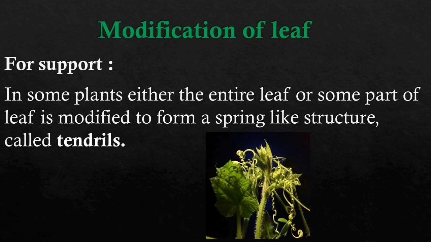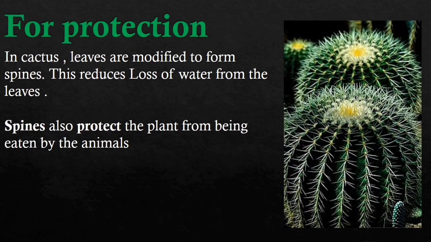Modification of leaf. For support, in some plants, either the entire leaf or some part of the leaf is modified to form a spring-like structure called tendrils. In cactus, leaves are modified to form spines. This reduces loss of water from the leaves. Spines also protect the plant from being eaten by animals.